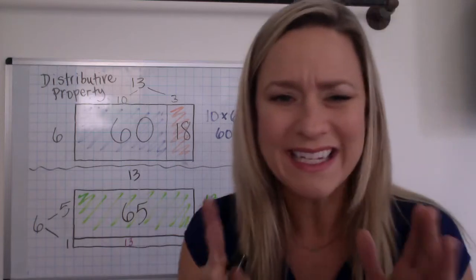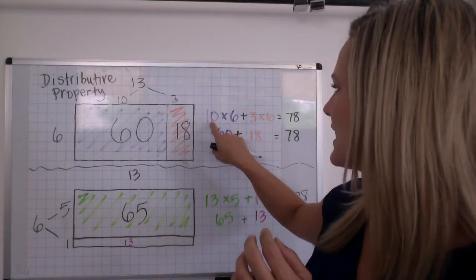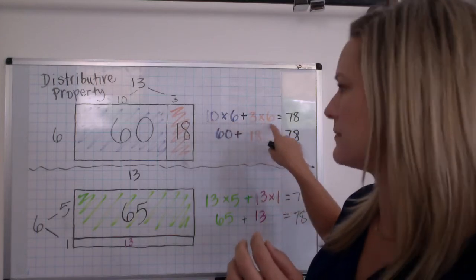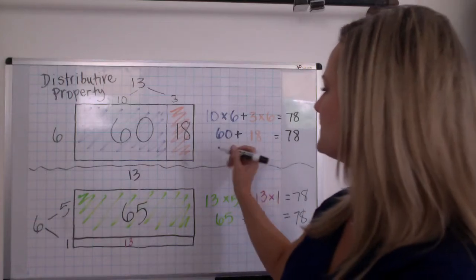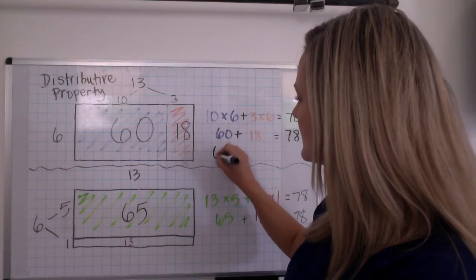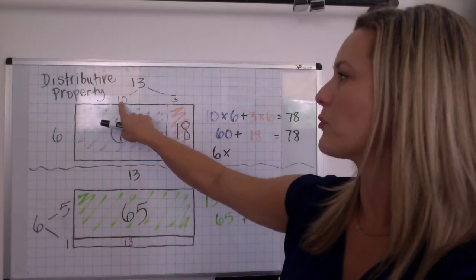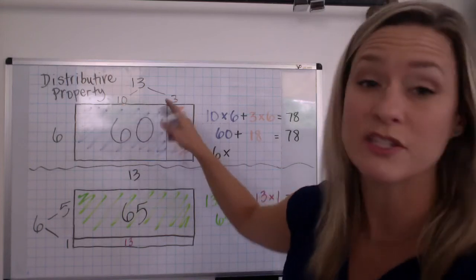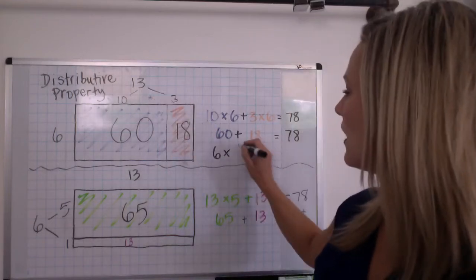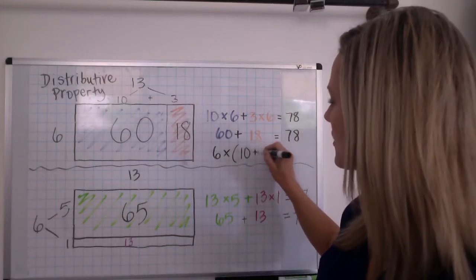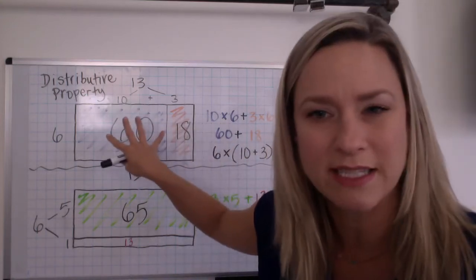We can also write these guys in one other way. So I want you to look at this. So we wrote 10 times 6 plus 3 times 6. You can see that in my picture. I can also write it as 6 times, and then I broke up the 13 into a 10 plus 3 basically, right? So 10 plus 3 more. So I can show how I actually broke it apart and we can match it back to the picture.